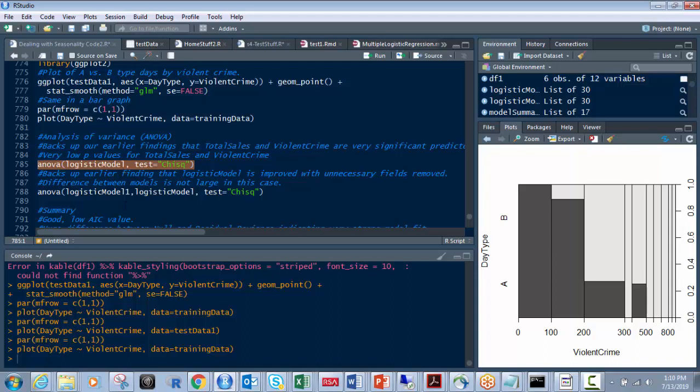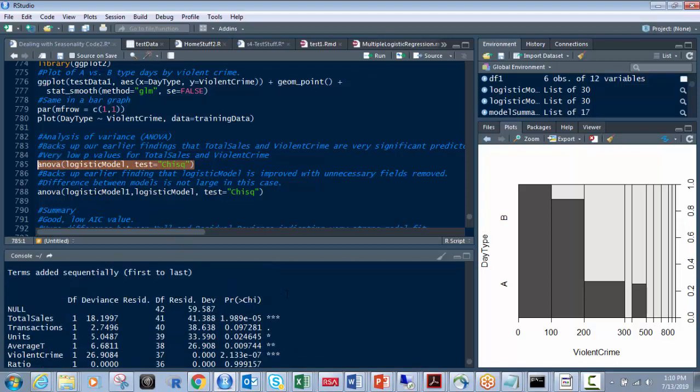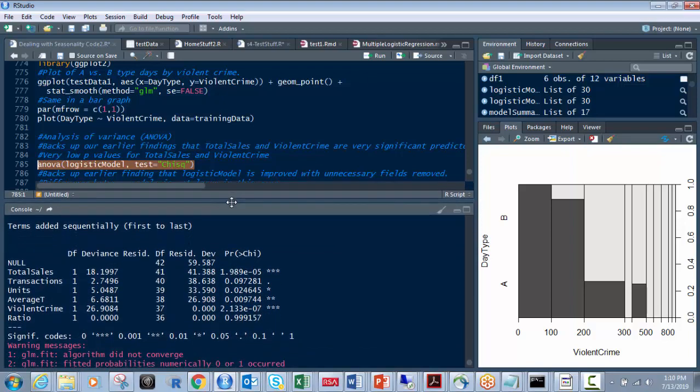We're going to do it with the logistic model, and then I've got logistic model 1, which is the original one without any of the lower importance, zero importance, or negative importance predictors removed. So first, let's do this one. And what we find here is the output of the analysis of variance. Let's bring this up so you can see a little bit better.